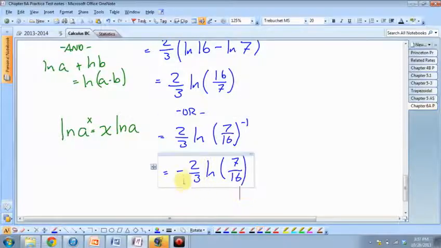And again, some people are offended by a negative sign in front of the natural log. But you can't win. Someone's going to get hurt.